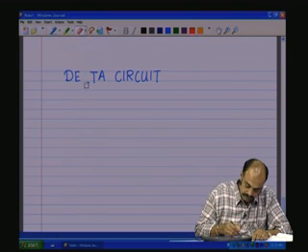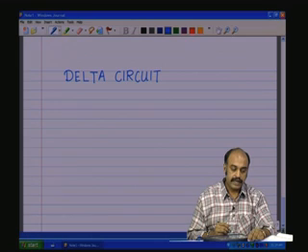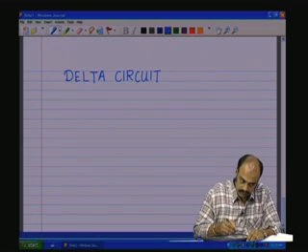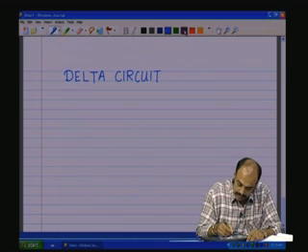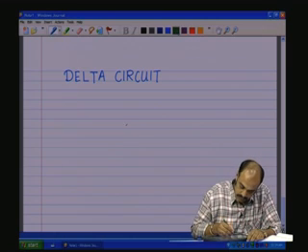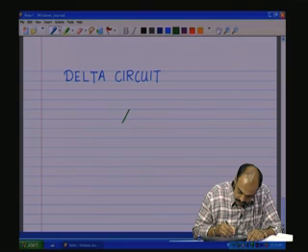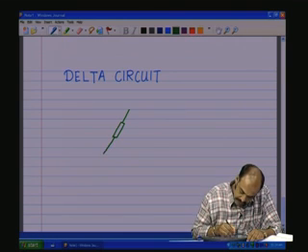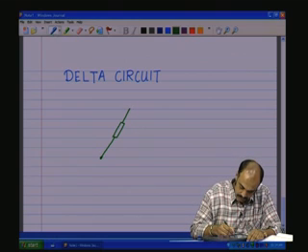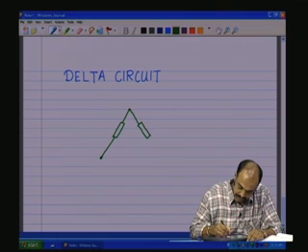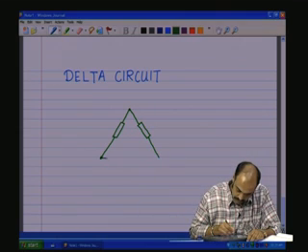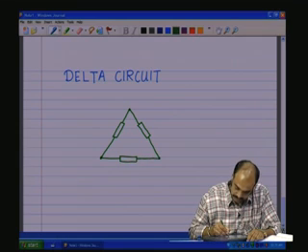Delta circuits. So, in the delta circuit, the picture is as follows. We have the load connected in the pattern of a delta, a triangle, basically an equilateral triangle shape, as shown here, as we are constructing here.